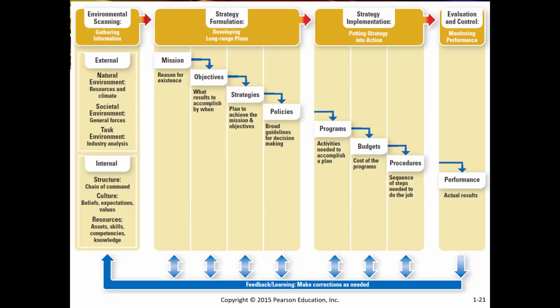And finally, stage number 4, evaluation and control, which is to measure performance. And how are you going to measure performance? With actual results. And actual results are going to be reflected in the financial statements of the organization: balance sheet, profit and loss statement, cash flow. Okay. So the next slide is going to show environmental scanning, in the external part, specifically the societal environment.